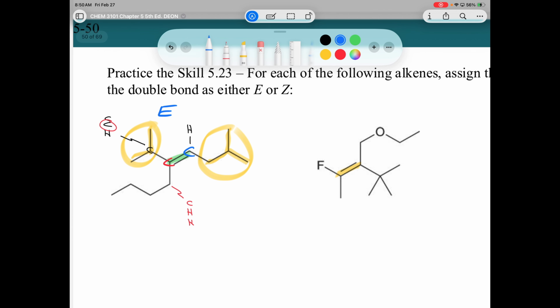On the carbon that I'm highlighting in blue, I don't want to say anything's obvious in organic chemistry, but fluorine has a higher atomic number than carbon. Then we've got a tert-butyl group here.